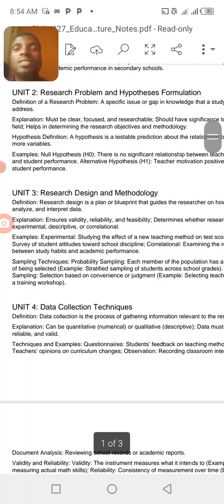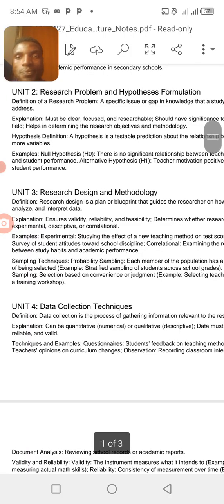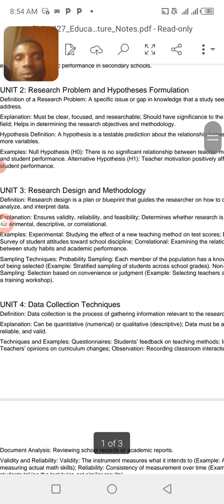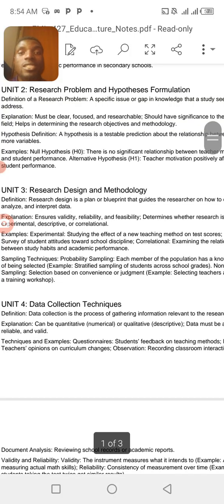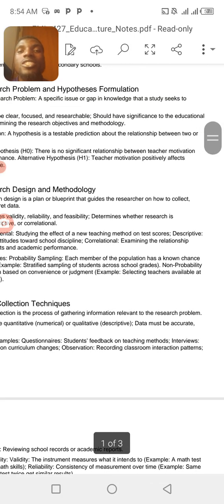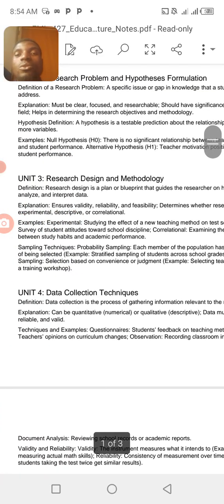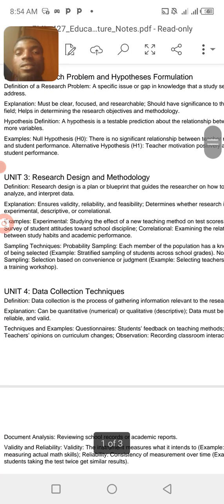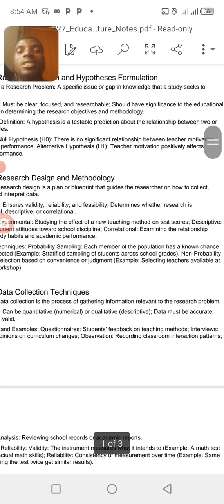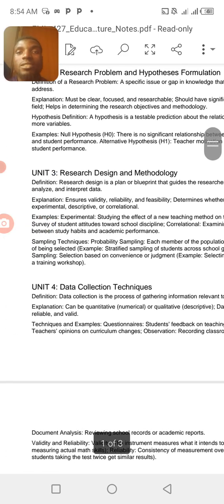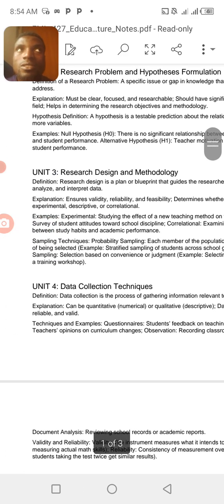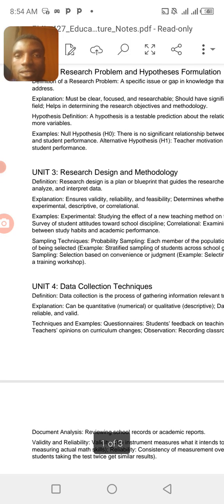Now you have been hearing the word hypothesis. What is hypothesis? Hypothesis is a testable prediction about the relationship between two or more variables. A testable prediction about the relationship between two or more variables. So when you have two or more variables, you can actually carry out hypothesis testing.